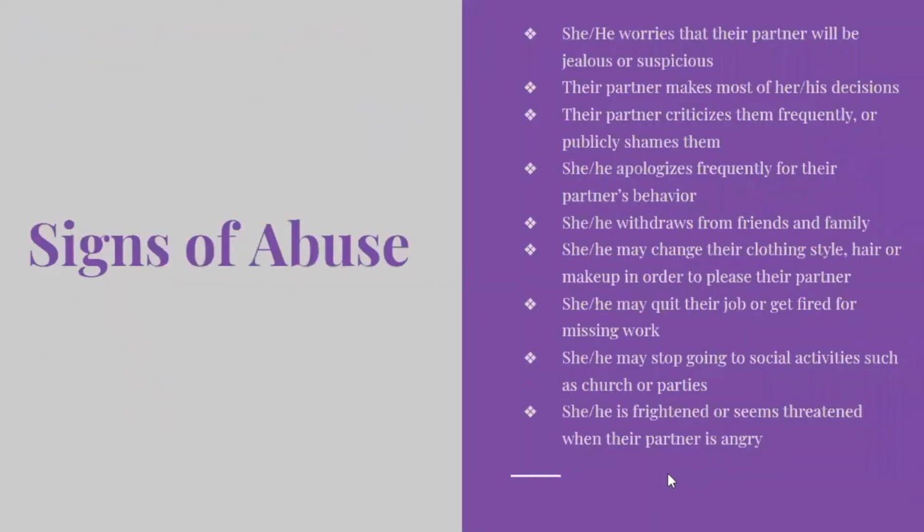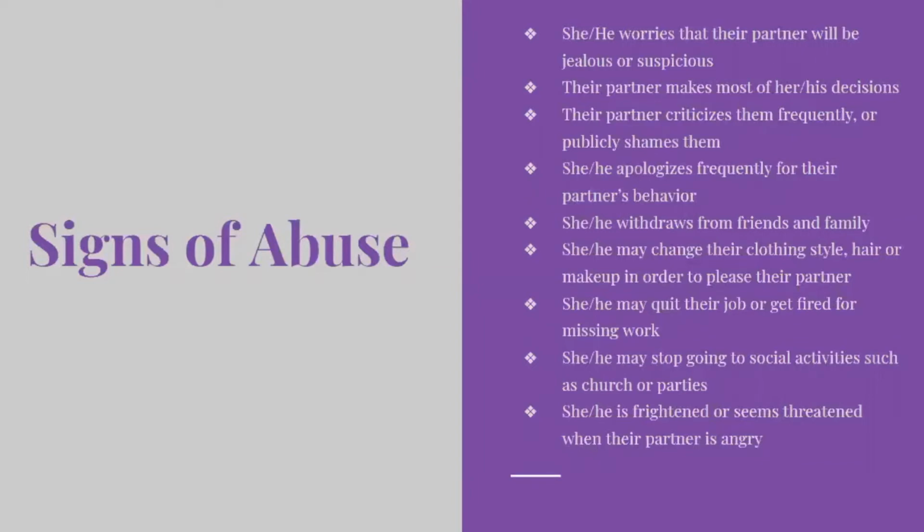Okay. As professionals, concerned citizens, and family members or friends, there are some signs that are displayed that may suggest someone is involved in a domestic violence relationship or situation. Some of those signs are she or he worries that their partner will be jealous or suspicious. So, for example, their partner may not like them going to the mall because there are other people there that may show them attention. The victim could possibly nervously decline in fear that their partner may find out that they were there and retaliate.